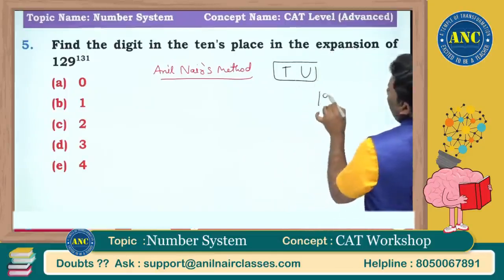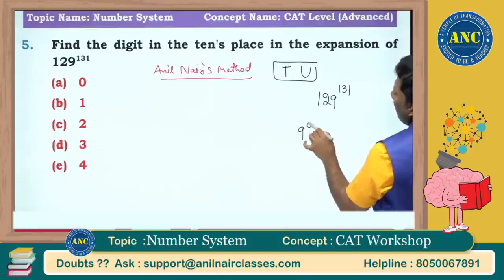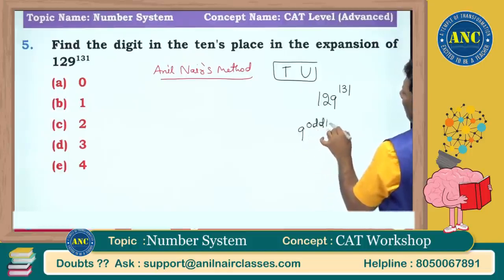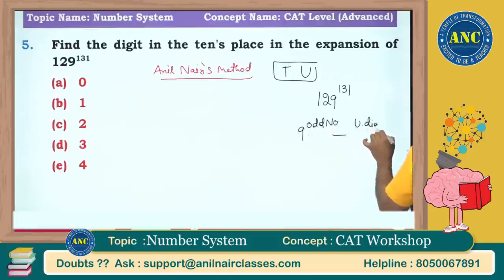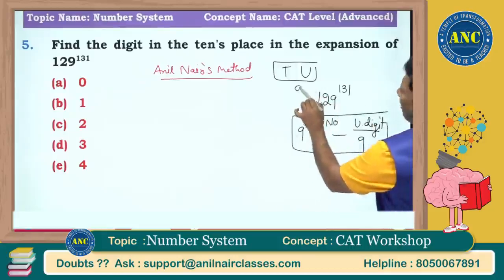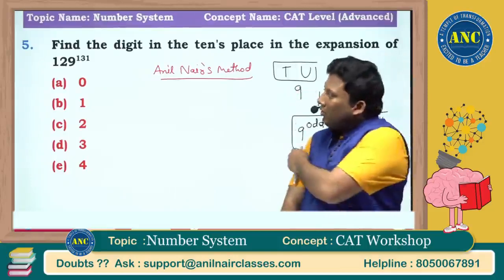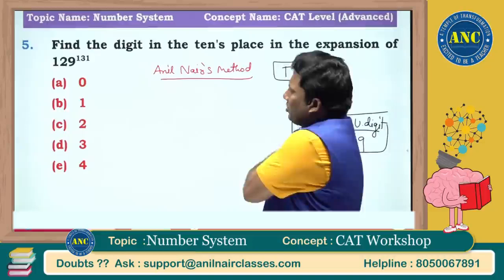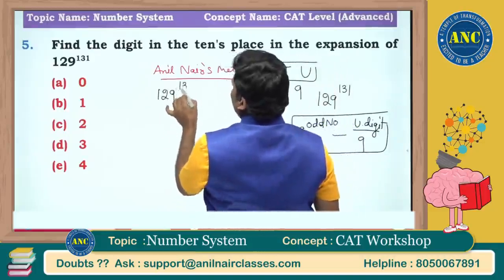What is the question given? 129 power 131. 9 power odd number: the unit digit is always 9. That means here the 9 is fixed. The tens place we have to find. Now listen carefully, sir.